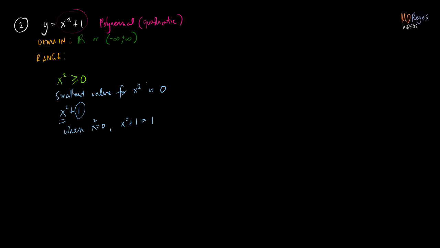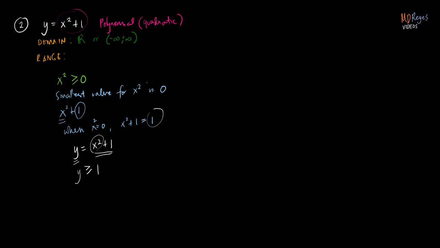So therefore, in the function y equals x squared plus 1, what is the smallest possible value for y? Remember that y is equal to x squared plus 1. So the smallest possible value for x squared is 0, and the smallest possible value for x squared plus 1 is 1. So therefore the smallest possible value for y is equal to 1. So y can be greater than or equal to 1.